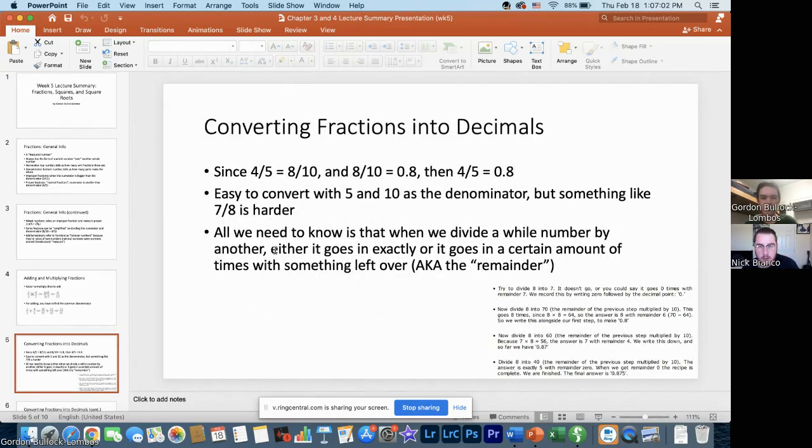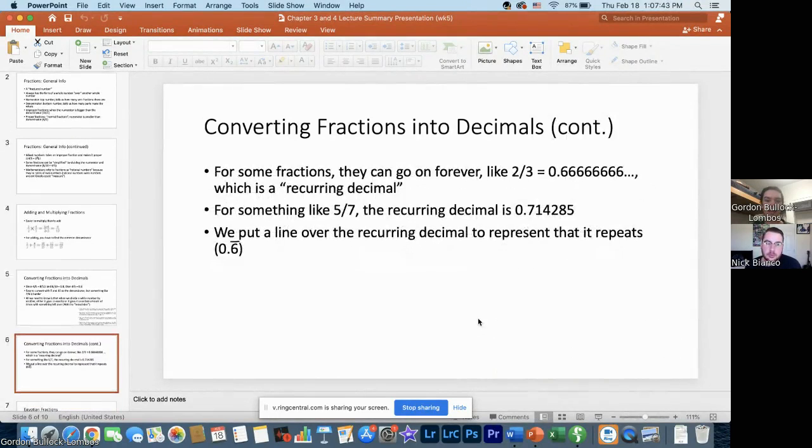Then converting fractions into decimals, using the 4/5, 8/10 example. Because the denominator is 10, that's just 0.8. It's easier to do with 5 and 10 as the denominator, but something like 7/8 is kind of harder. It has a procedure for doing it, but calculators exist. It went into a little more, which I understand because it's the reading, but yeah, calculators exist.